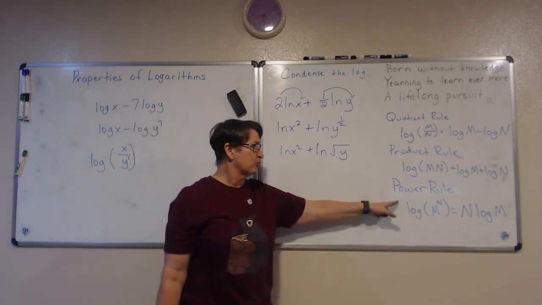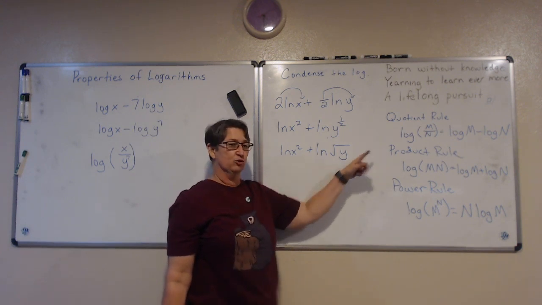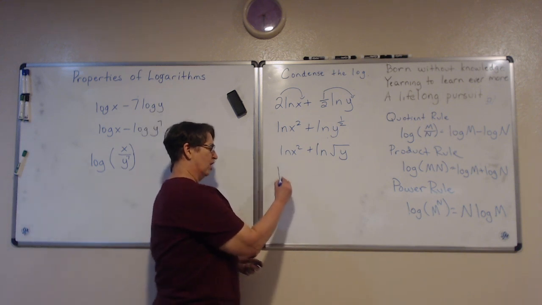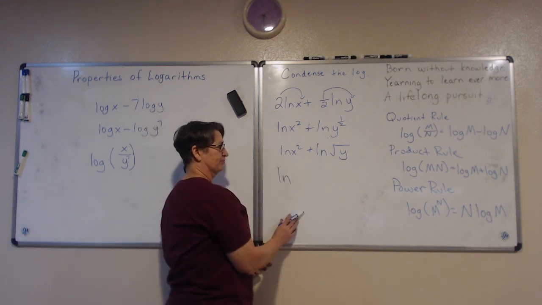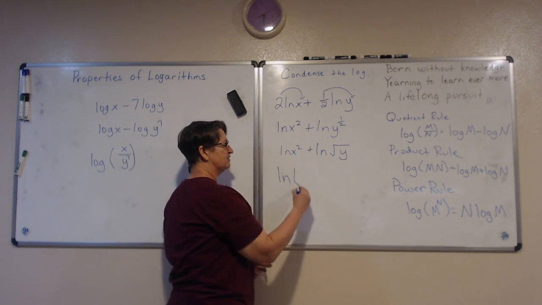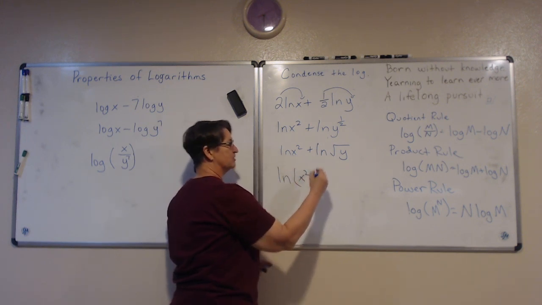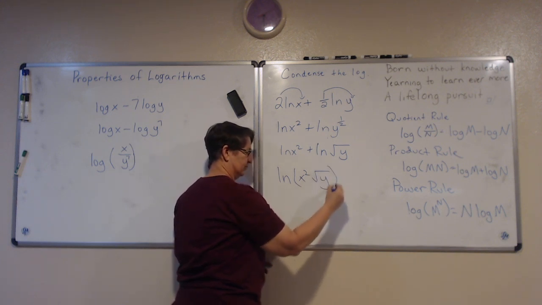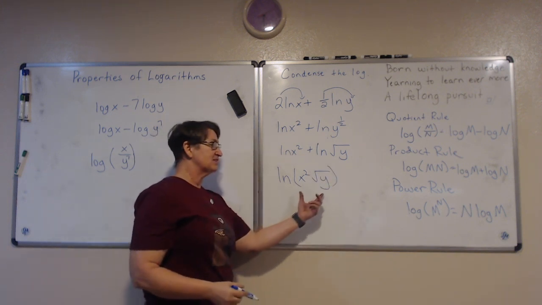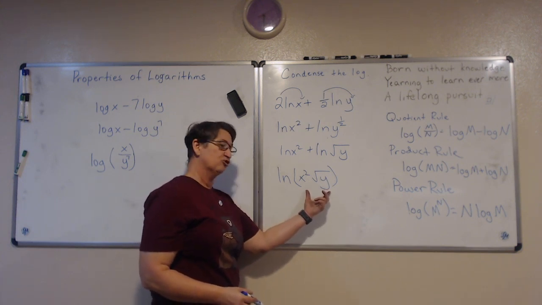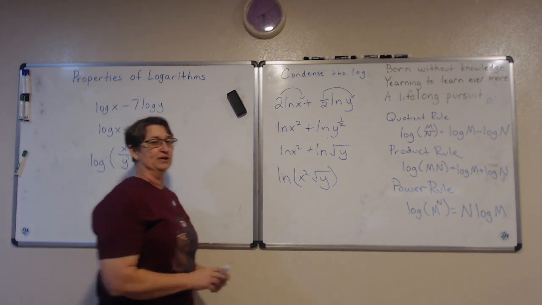Okay, so we did our power rule. Next, we're going to do our product rule. So this plus sign, I'm just going to write my natural log one time. And then it's the natural log of the first one times the second one. Again, the parentheses here are really important. Don't lose those parentheses. Put those parentheses around your whole argument.